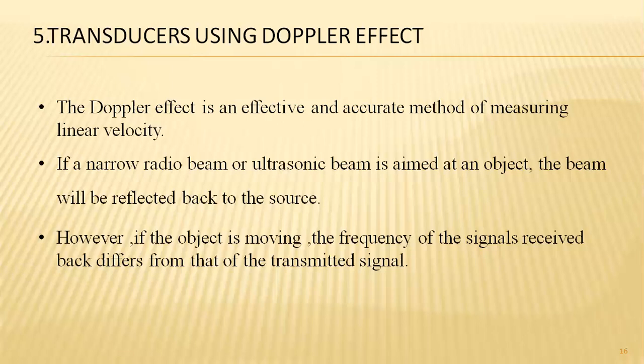It is also called an echo aspect or sound wave generated system, which is called the Doppler system. Here we utilize a narrow radio beam or ultrasonic beam, which is aimed at the object and reflected back to the source again. Obviously, the object will be moving, so a particular frequency of signals will be received back that differs from the transmitted signal.